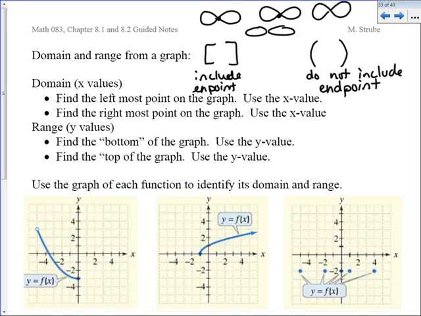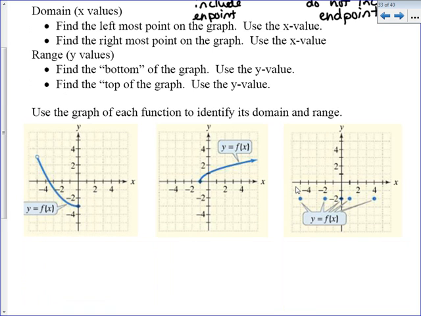So for domain, x values, which axis on our graph is x, the horizontal or the vertical? Horizontal. So when we're looking for x values, we're looking left and right because that axis runs left and right. When we're looking for our y values, we're looking up and down because that axis runs up and down. So let's look at these graphs and see if we can find their domain and their range.